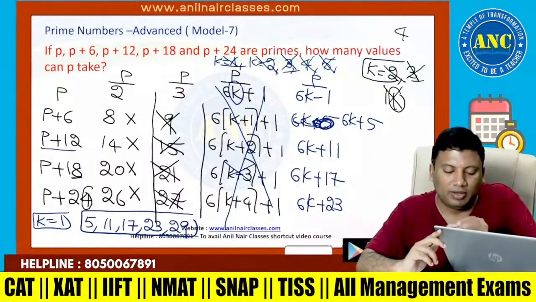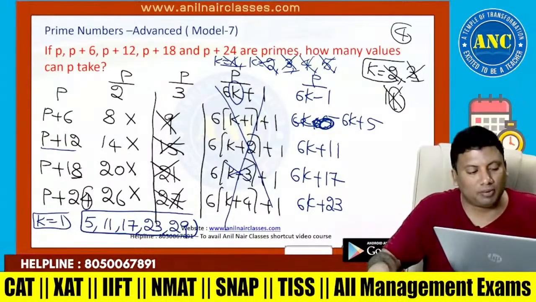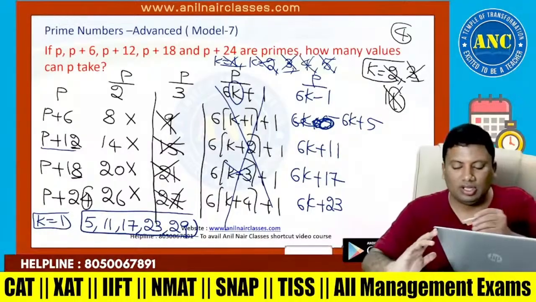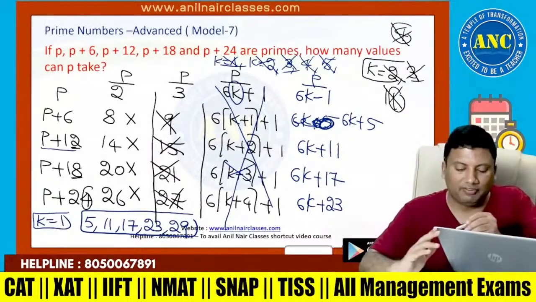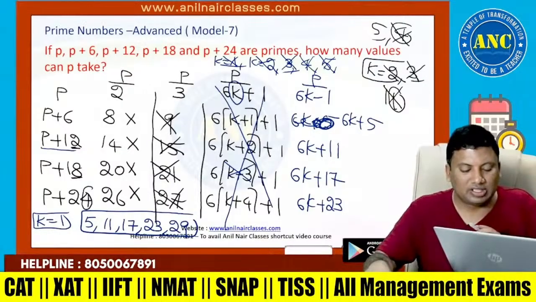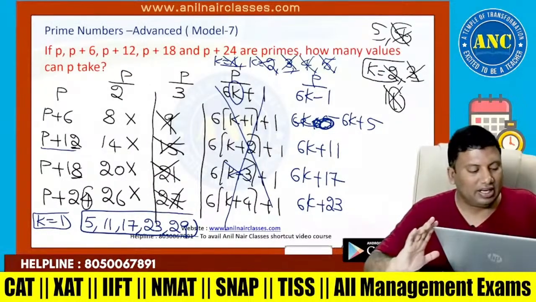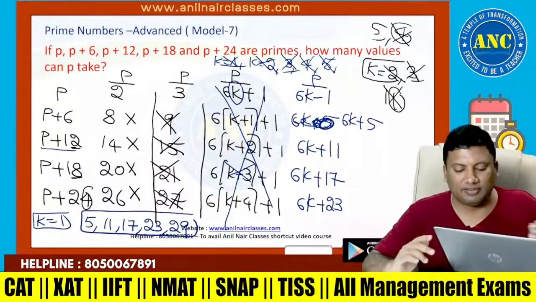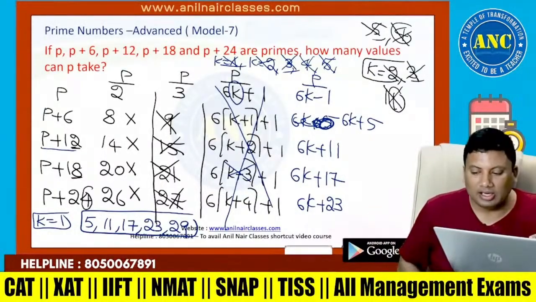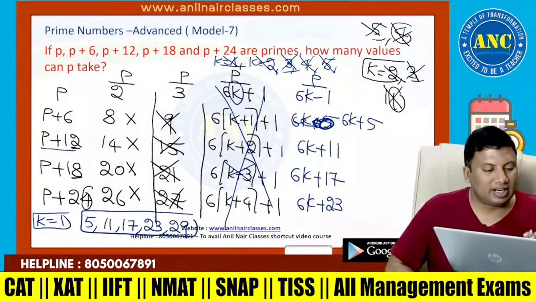Are you all with me? If k is 4, 6 fours are 24, minus 1 is 23. The unit digit is 3, and it is not possible. If k equals 5, 6 into 5 is 30, 30 minus 1 is 29. 29 plus 6 is 35, so the answer is divisible by 5. I hope the idea is clear, right?